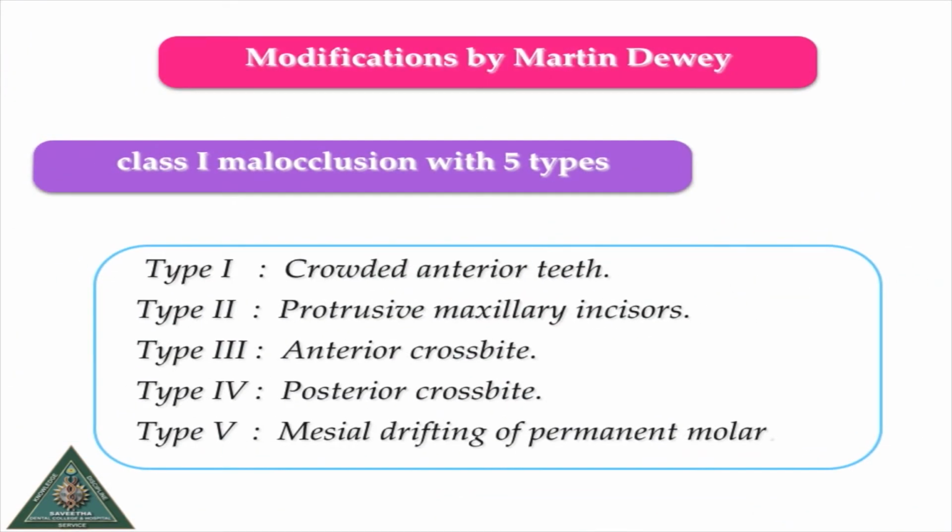Angle's classification modified by Dewey. Angle's Class 1 malocclusion has 5 types. Type 1 is crowded anterior teeth. Type 2 is protrusive maxillary incisors. Type 3 is anterior crossbite. Type 4 is posterior crossbite. Type 5 is mesial drifting of the permanent molars.